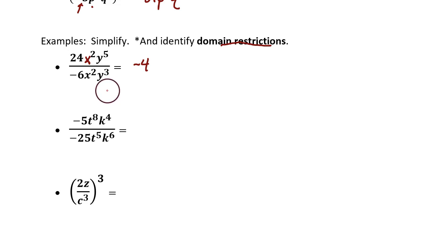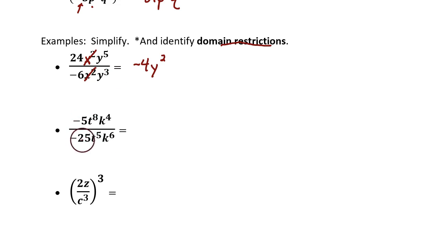Then work with the variables using the exponent laws. x squared divided by x squared cancels away. Now the letter y. y to the fifth divided by y to the third makes y to the, what goes here? It's a 2, because when you divide variables, you subtract the exponents. 5 subtract 3.